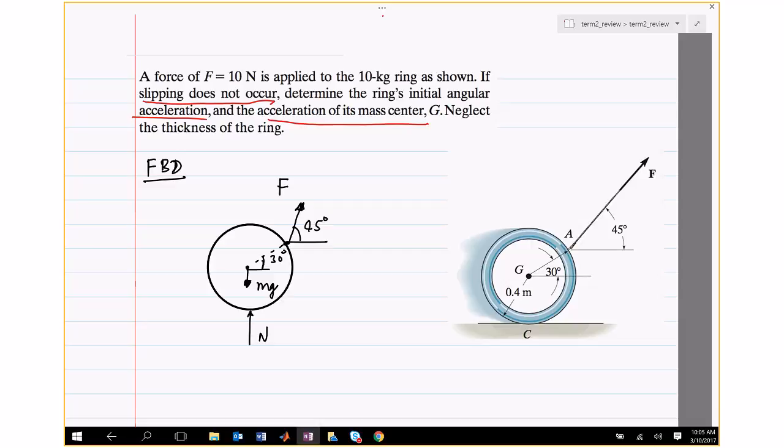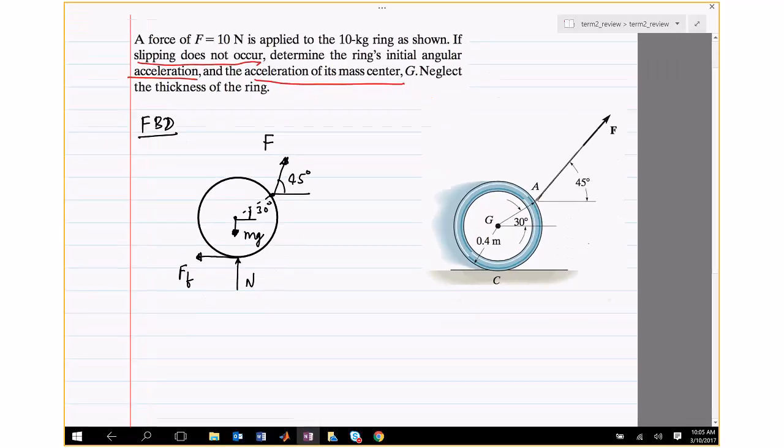Friction. So there has to be a friction force. It's good to assume friction unless you're told there's no friction. So friction, as I pointed out in the earlier class, acts in a direction which is opposite to the direction of motion. In this case, the force causes the ring to move to your right. So the friction force is going to act in the opposite direction. Okay, so I think that's about it.